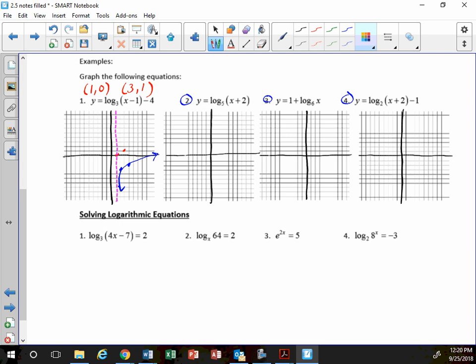Guys, let's make that last one a little trickier. Let's put a -2 in front of it. So -2 log base 2 of (x plus 2) minus 1. Oh geez, that's lunch, okay. All right, we'll finish after lunch, guys.